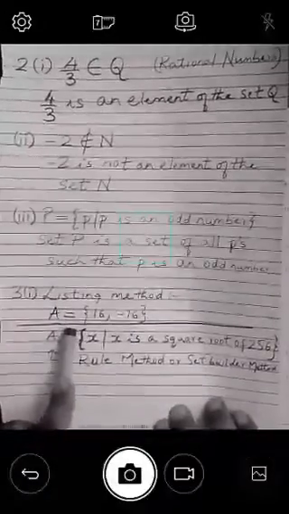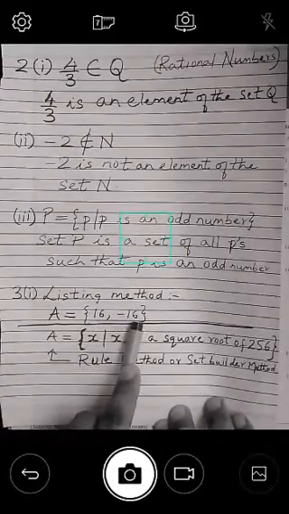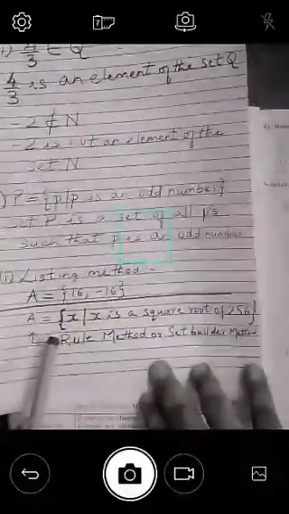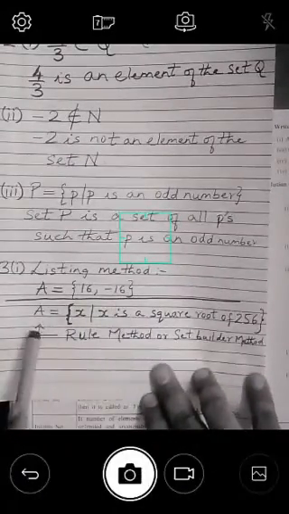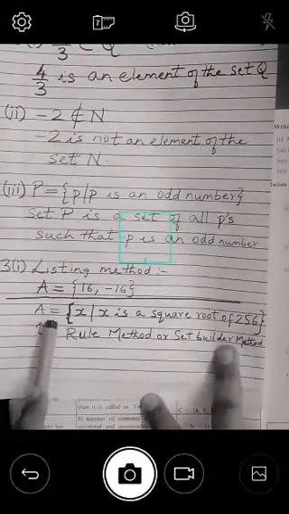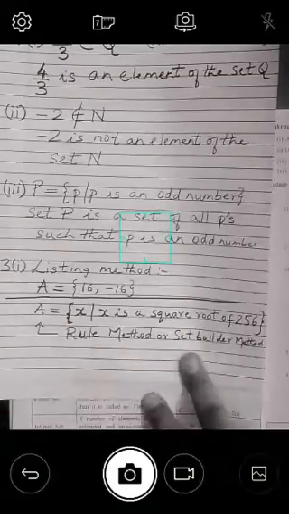Write any two sets by listing method and by rule method. So you can write that. I'll give you one example. A is equal to 16, minus 16. This is the listing method within curly brackets, and for the rule method or set builder method we write it as A is equal to x such that x is the square root of 256.